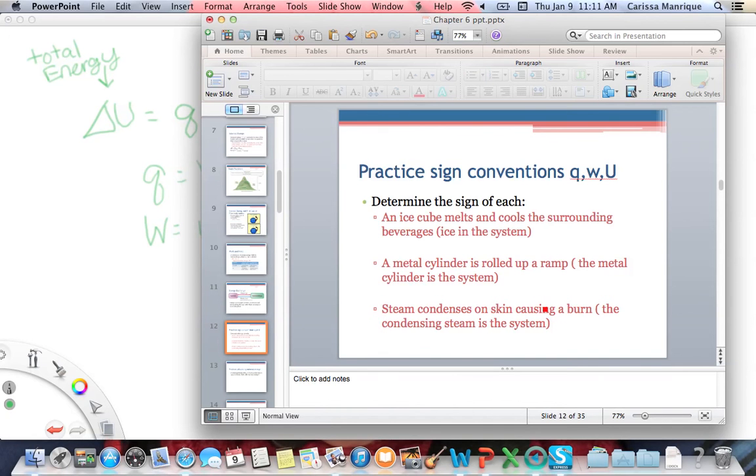Steam condenses on skin, causing a burn. So we're looking at steam. Steam lets off heat, right? If you put your face into steam, you're going to burn yourself. So it releases heat, and I'm getting hotter. That means steam is losing heat, because I'm gaining it, because I'm burned. So steam is the system. You always have to think about what is the system. It's letting off heat, so that's negative because it's losing heat. So you should get positive, positive, negative for Q.